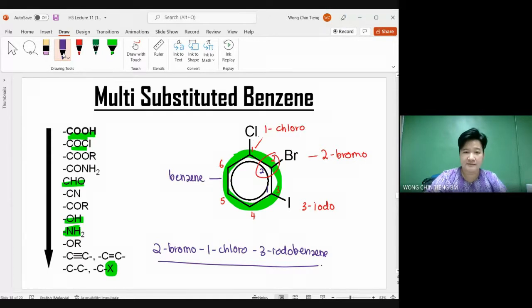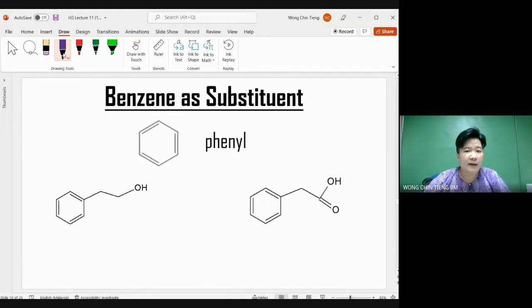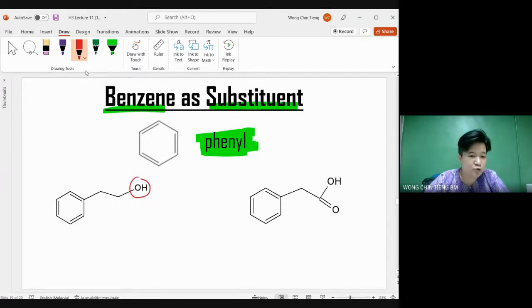Alright, next. What happens when benzene acts as a substituent? Nama dia akan jadi phenyl. Alright, kalau benzene as a substituent, nama dia adalah phenyl. Bila masa benzene nak jadi substituent? Bila priority kamu tak duduk pada benzene ring. Bila priority kamu COH, COOH tak duduk pada benzene ring.